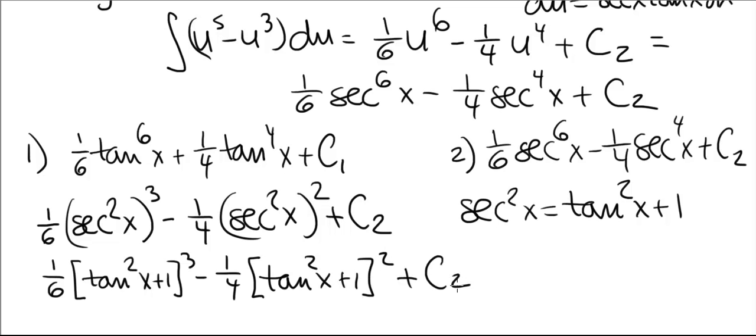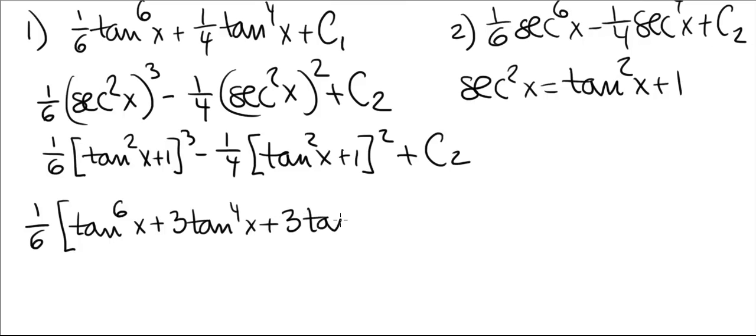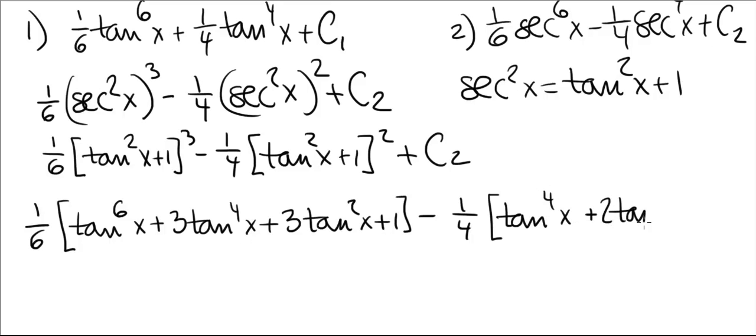Now we have to expand this. I'm going to leave it up to you to go ahead and multiply this. It's not that hard if you remember the formula for cubing something. Here's what we get. 1/6 times tangent squared x plus 1, that's cubed, becomes tangent to the 6th x plus 3 tangent to the 4th x plus 3 tangent squared x plus 1, minus 1/4, of course tangent squared x plus 1 squared is tangent to the 4th x plus 2 times tangent squared x plus 1, and then we have this constant of integration c2.